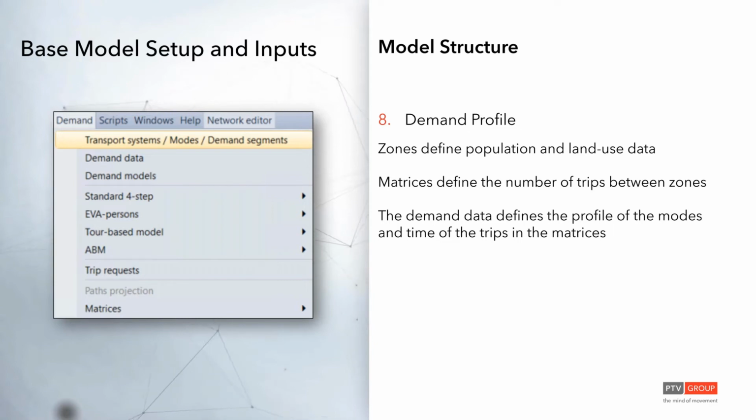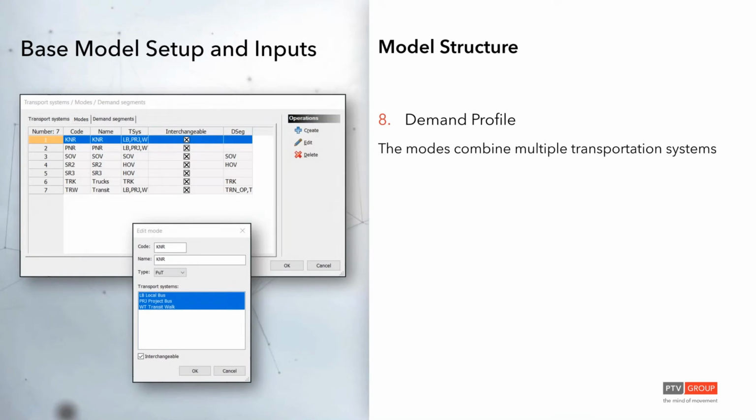So the first thing we'll do is define what modes we have in the list. In this case, we have kiss and ride, park and ride, SOV, SR2, SR3, and then we have trucks, and then we have transit. Transit W, TRW, is representing things like walk trips and transit trips. So it's kind of the multimodal, anyone that would use transit that is not using public or private transportation would use that transit network.